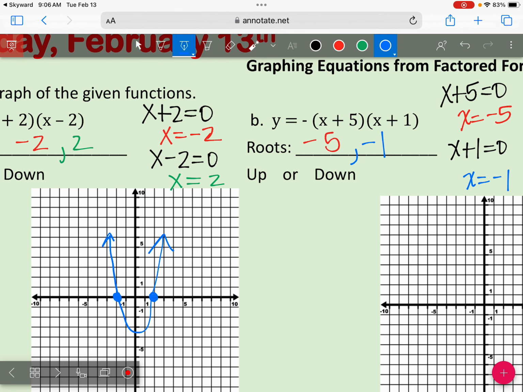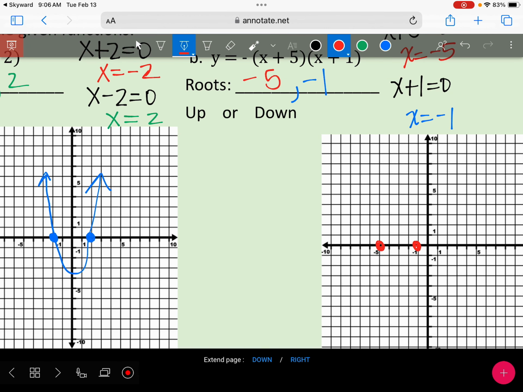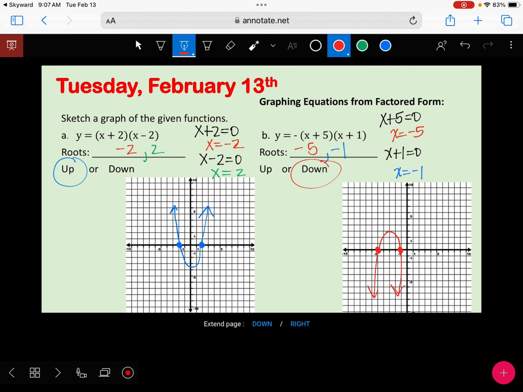So those are my 2 solutions. Go ahead and plot both of those points on the x-axis. Put a point at -5 and put a point at -1. Is this one going to be a frown or a smile? So it's going to open down and go ahead and draw you a graph and you are done. That's all. That is all you have to do. Any questions?